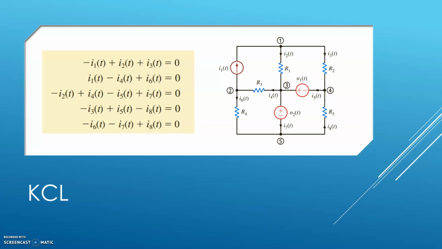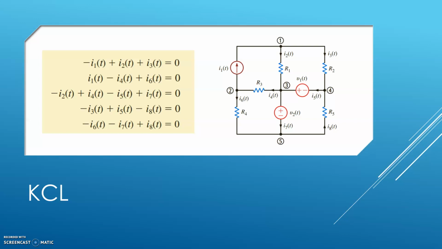Continuing for node 3, we have I2 and I5 entering, and we have I4 and I7 leaving. So we get negative I2 plus I4 minus I5 plus I7 equals 0. For node 4, I3 and I8 are entering, and I5 is leaving. So negative I3 plus I5 minus I8 equals 0.